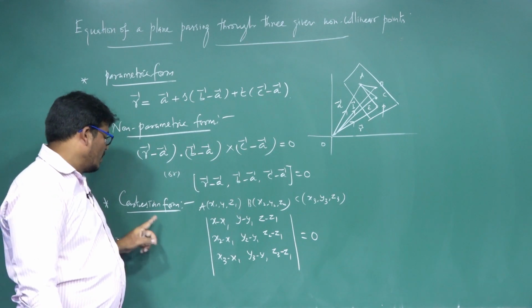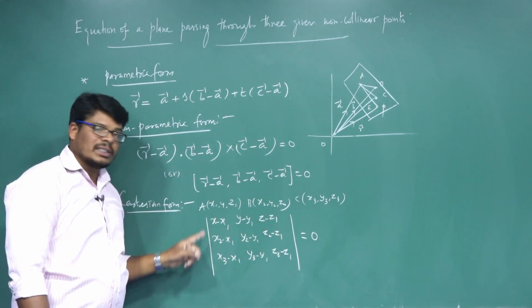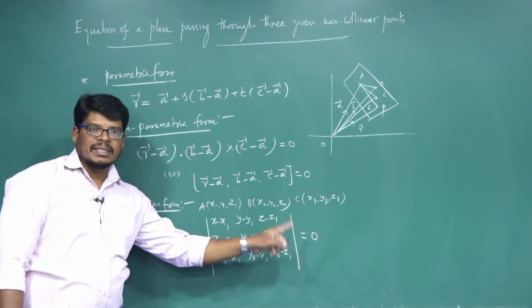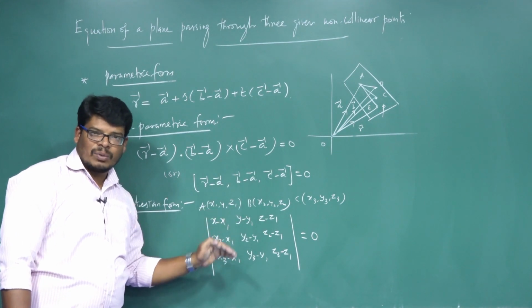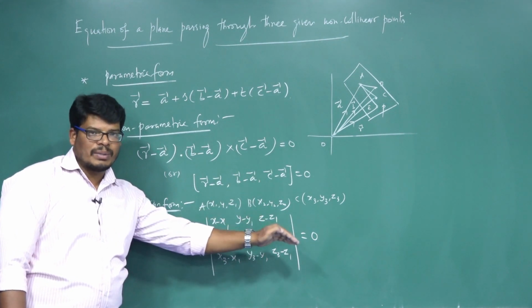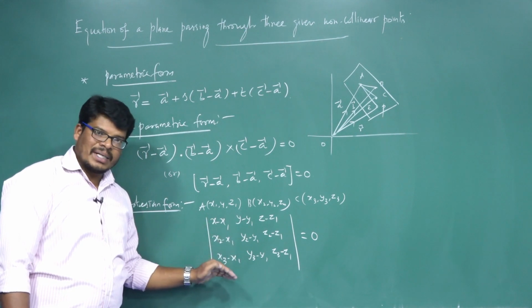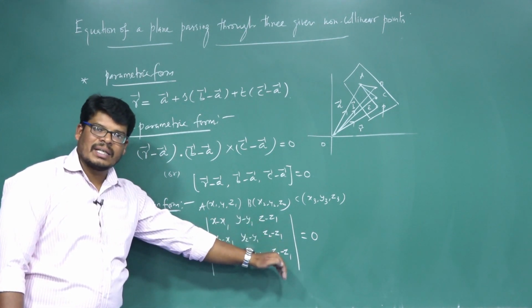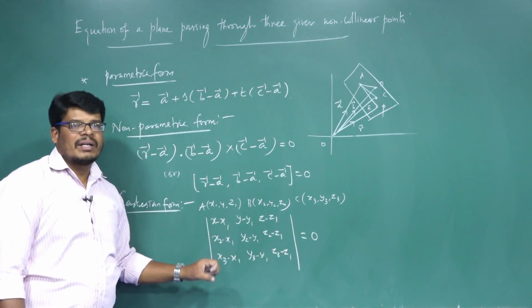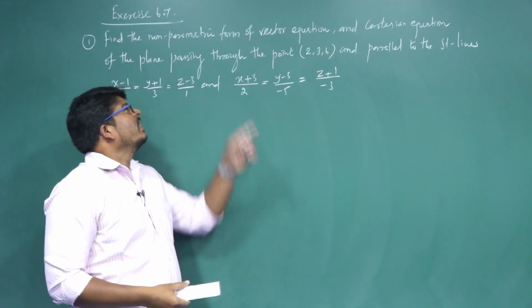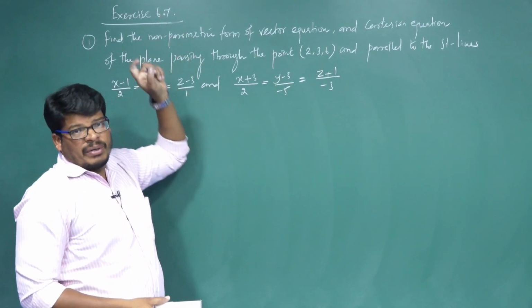And the Cartesian form, for these three points: first row x minus x1, y minus y1, z minus z1; second row x2 minus x1, y2 minus y1, z2 minus z1; third row x3 minus x1, y3 minus y1, z3 minus z1, equal to 0, is the Cartesian equation of the plane. Next one, exercise 6.7, a very important exercise.